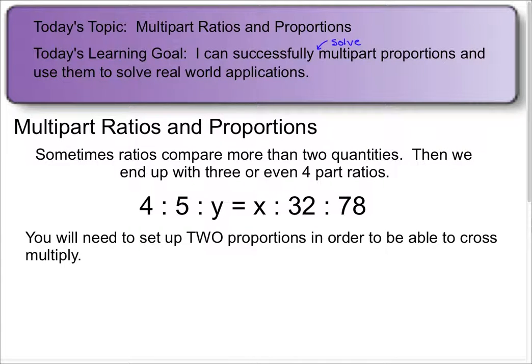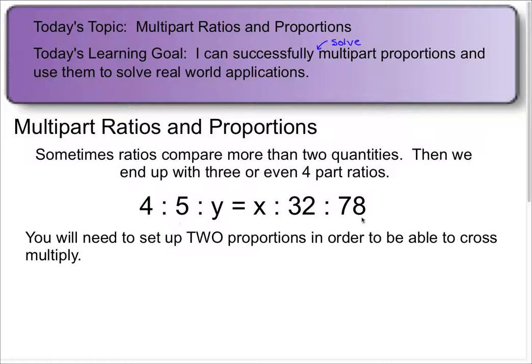Well, hello 2L. We're back again with some more ratios, and this time we're talking about multipart ratios. We've already looked at how to solve ratios that have two parts. Now, if you look at the example that I have here, we have three-part ratios. So today's learning goal is: I can successfully solve multipart proportions and use them to solve real-world applications.